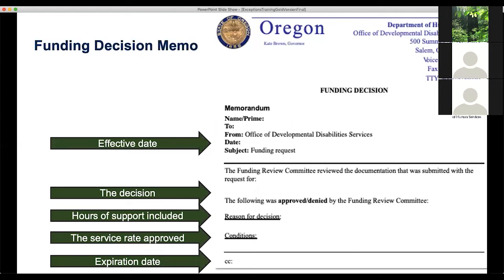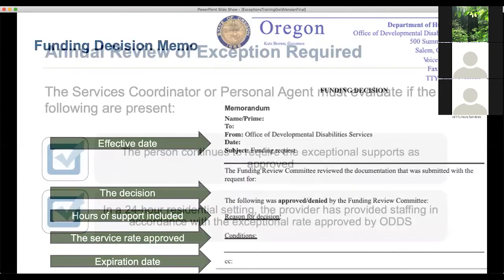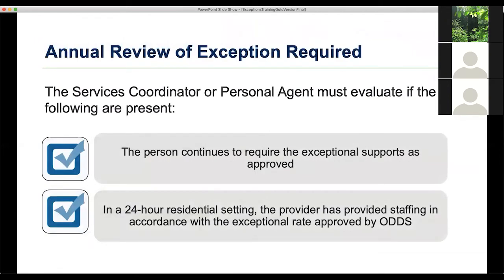We do require an annual review, but it's not going to be something that we're doing at the ODDS level. This is really that services coordinator when we're looking at annual planning. So it should really coincide with the ISP, but we want to make sure, does the person continue to need those exceptional supports? Sometimes when exceptional supports come in, they really provide structure, stability, and routine for somebody. And then maybe through some strategies that are implemented, we have some skill growth, and we're able to then kind of walk back some of those intensive resources.